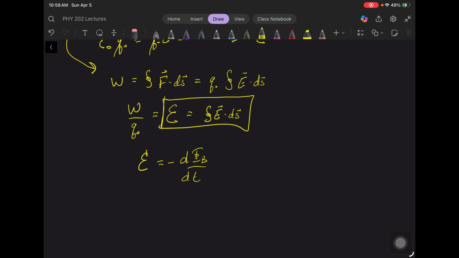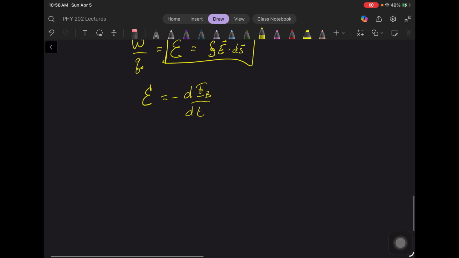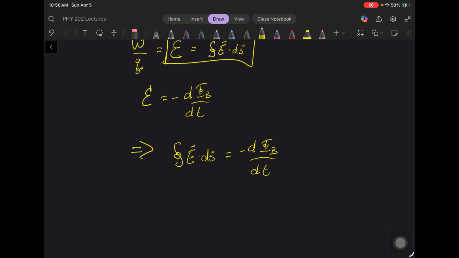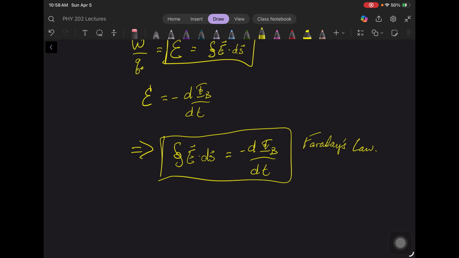Right. And so we can set these two equal to each other, such that the integral of E dot ds is equal to the negative change in flux. And so this, we can say, is Faraday's law, just a bit more complete, right?